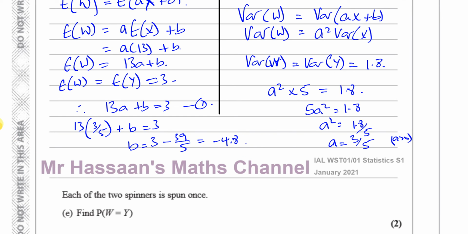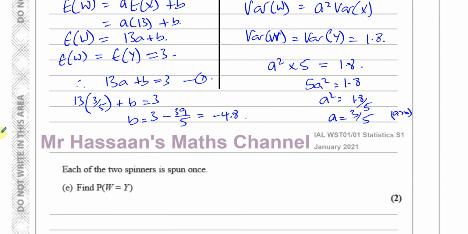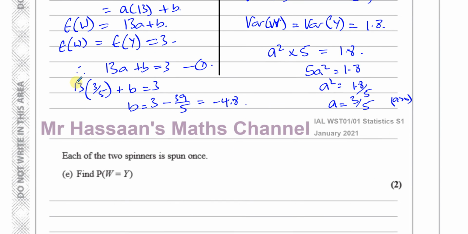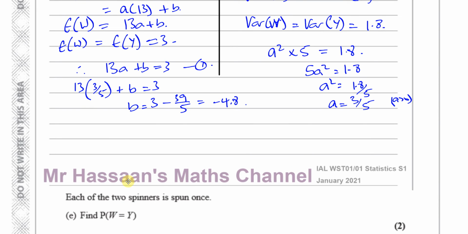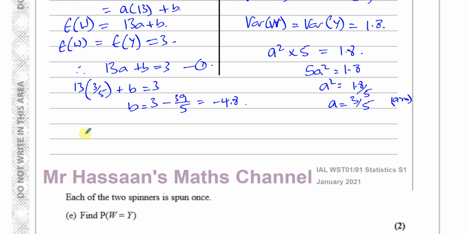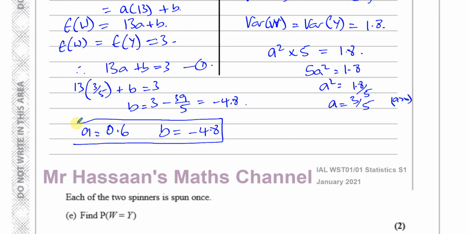Okay, so it says find the value of a and b. So we know a is equal to 3/5, which is 0.6, and b is equal to minus 4.8. So there we have the answer for part D.